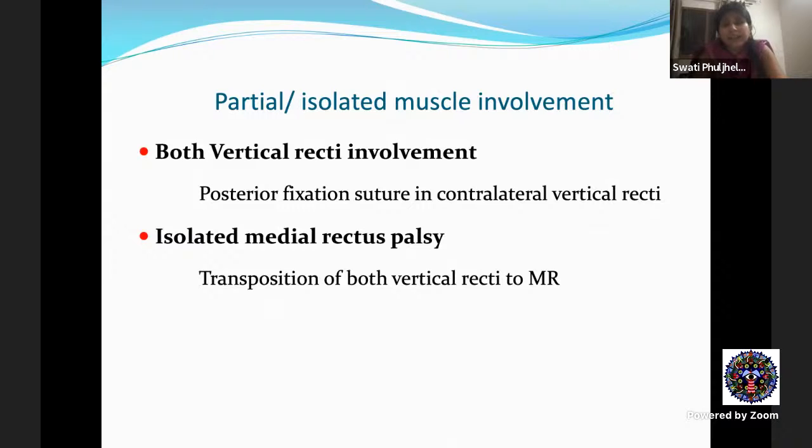So if both the vertical, superior rectus and inferior rectus muscles are involved, then you can do the contralateral vertical posterior fixation. If it's an isolated medial rectus palsy where both vertical recti are intact, then both of them can be transposed to the MR.